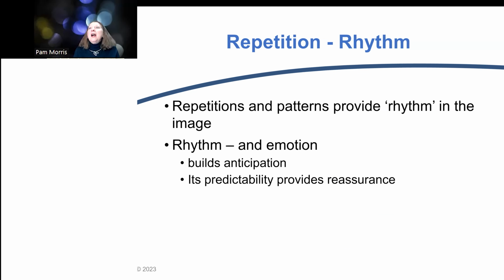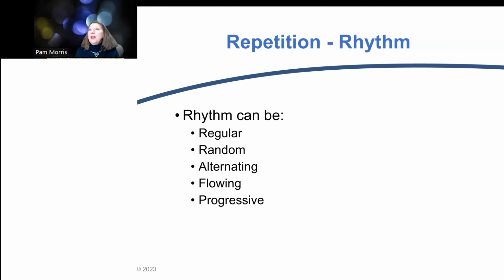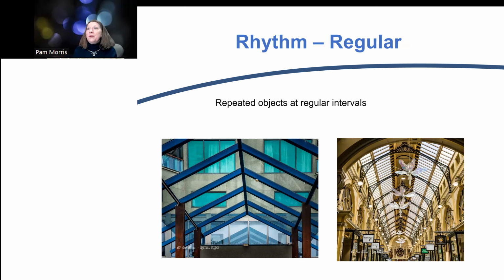So rhythm builds anticipation, and its predictability provides assurance. It can be regular, and we can have a regular beat, or we can have a random beat. We can have alternating beats, flowing beats, and progressive beats. So we'll just have a look at some of the different ways that when we incorporate repeating elements within our image, how we can optimize that rhythm.